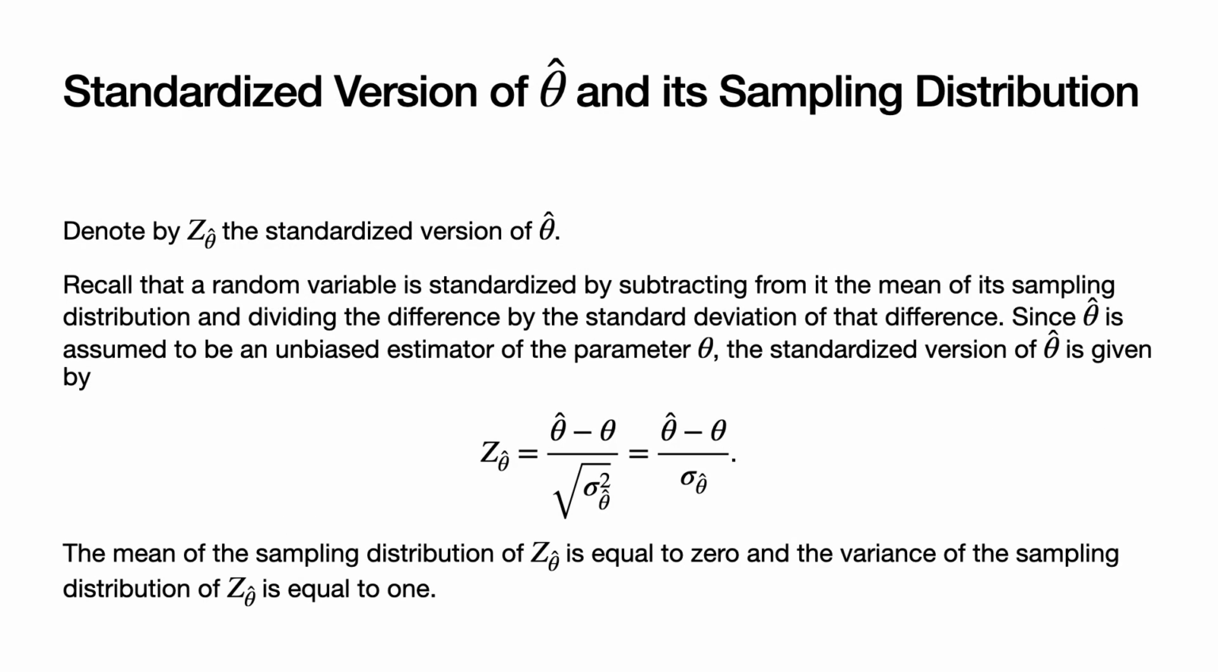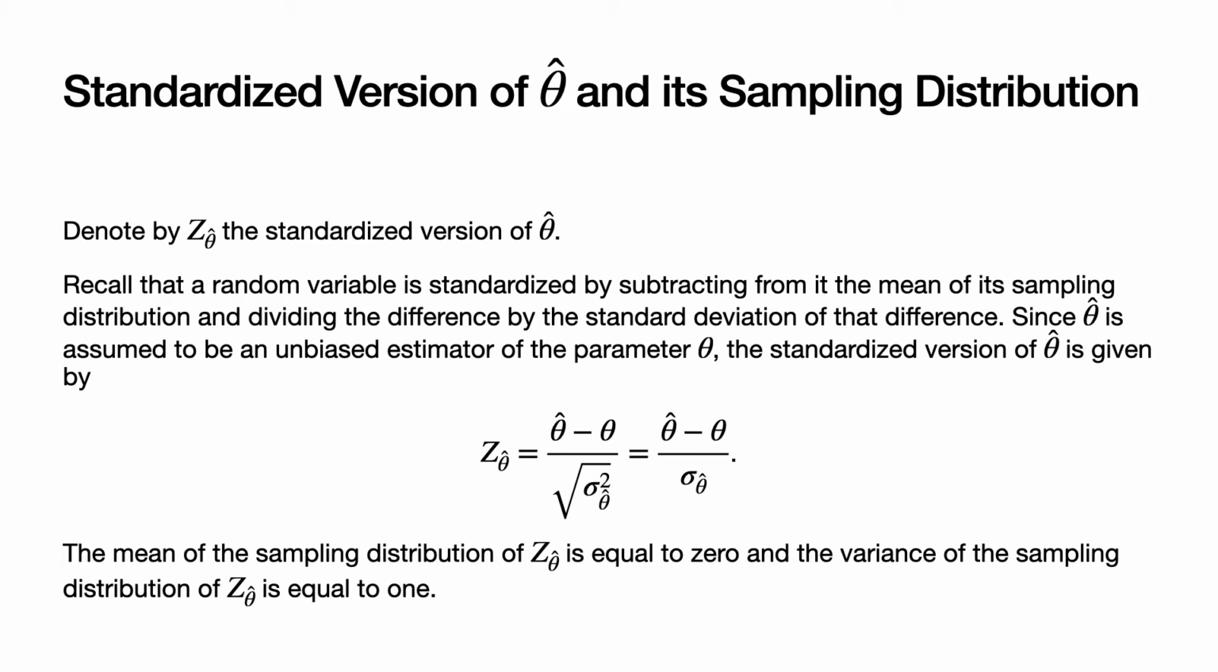Now, we will often be working with the standardized version of theta hat, and so we need to know how to calculate it, and we also need to know something about its sampling distribution. So let's start off by defining some notation for the standardized version of theta hat. We'll use uppercase Z with theta hat in the subscript to represent the standardized version of theta hat.